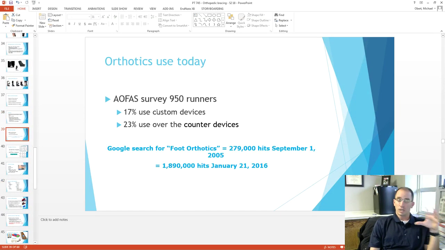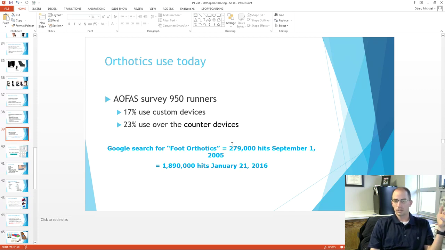It's much, much more common now than it was even 10, 15 years ago. So if you look here, the American foot and ankle surgeons, I can't even think of what it is right now. But they did a survey of close to 1,000 runners. So 17% of this, and this wasn't that long ago either, 17% used custom orthotics and 23% used over-the-counter orthotics. So 40% of people that are running on a regular basis are using something in their shoe.